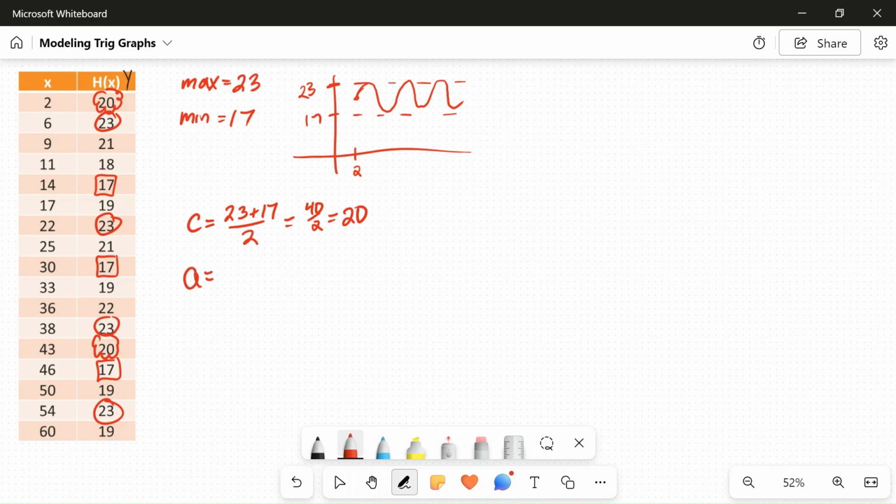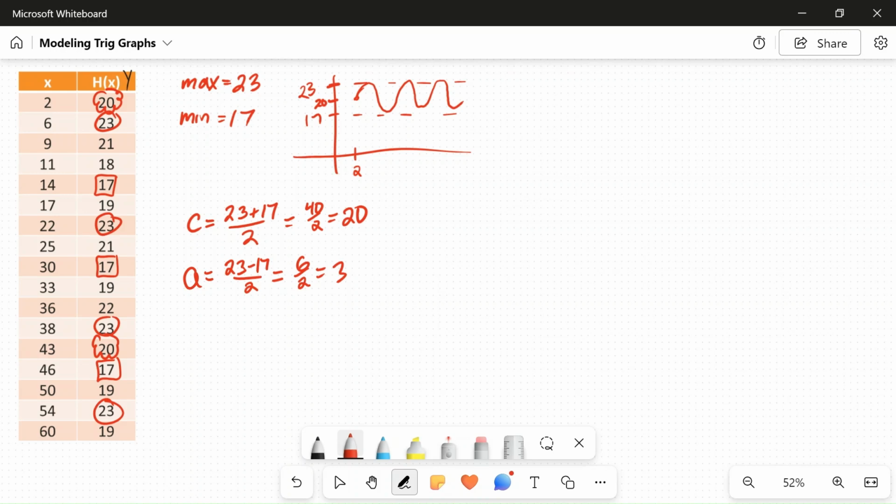Remember, A is max minus min over 2. So 23 minus 17 over 2. 23 minus 17 would be 6. So 6 over 2 is 3. And hopefully that makes sense. If the middle of our graph is 20, if you go 3 units above 20, you hit 23. And if you go 3 units below 20, you get 17. And that matches what we were talking about in our graph there.